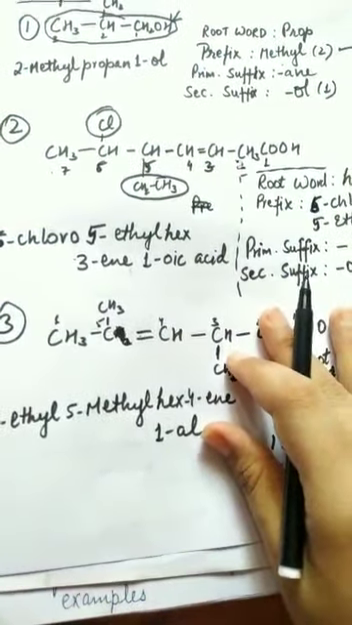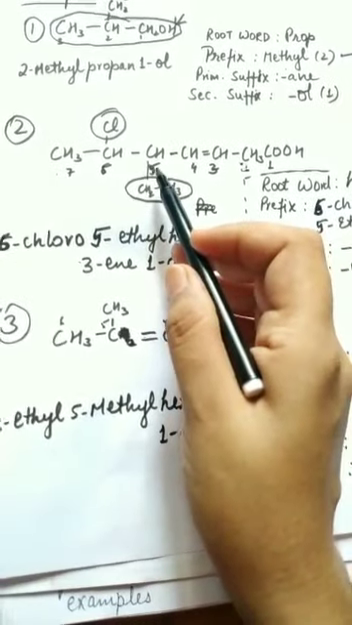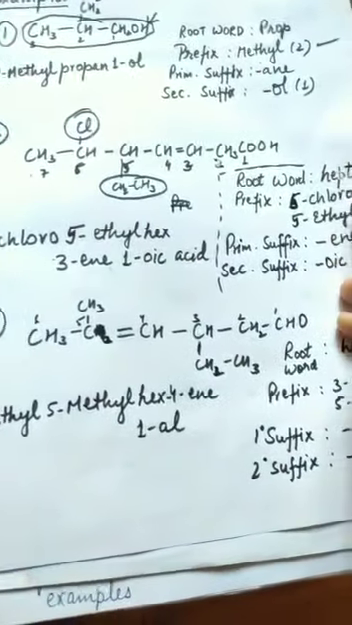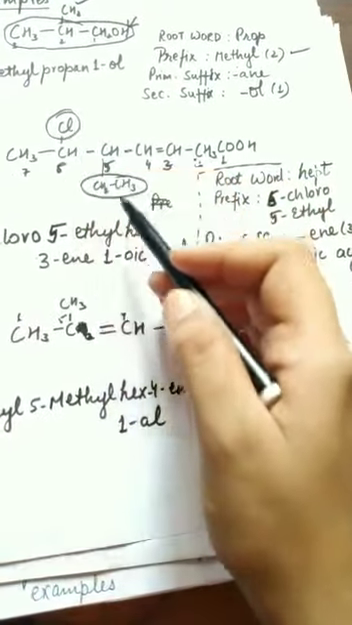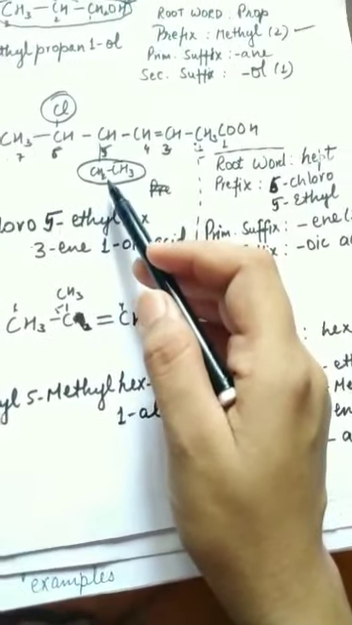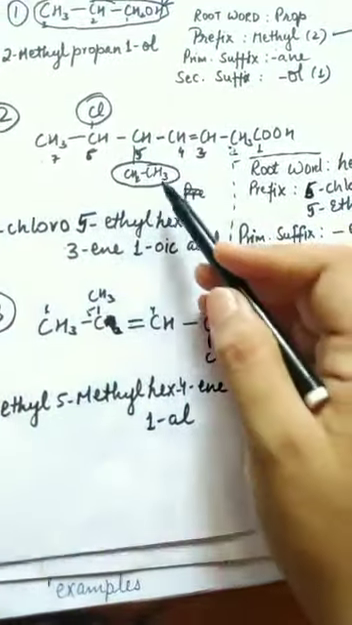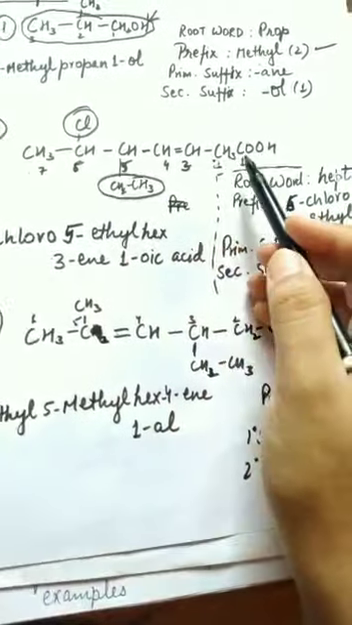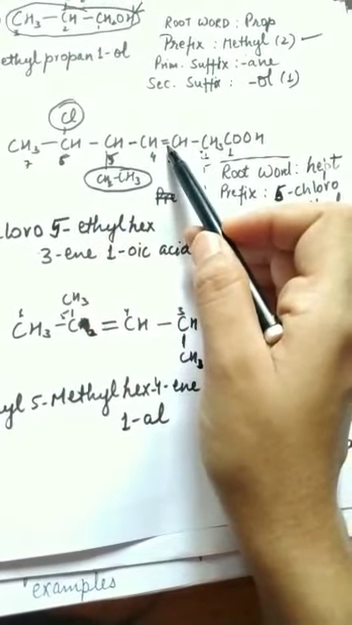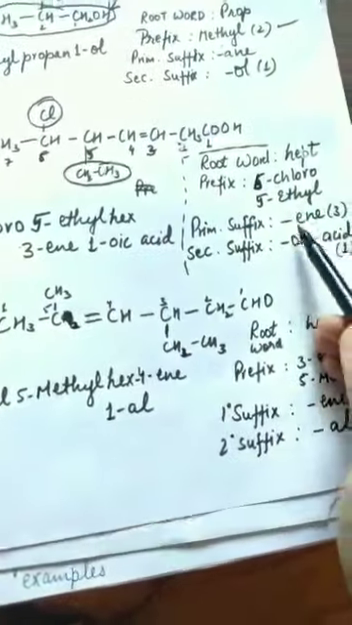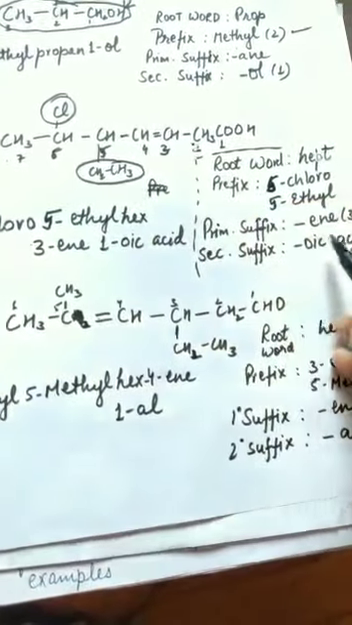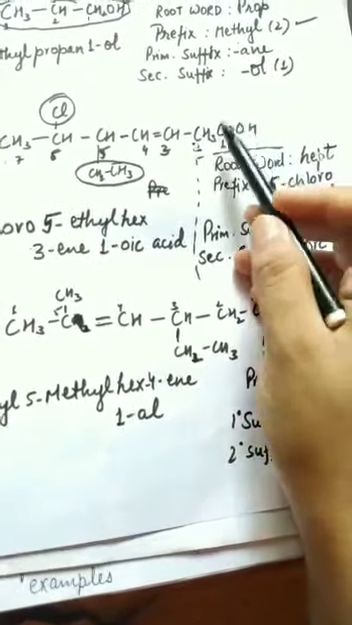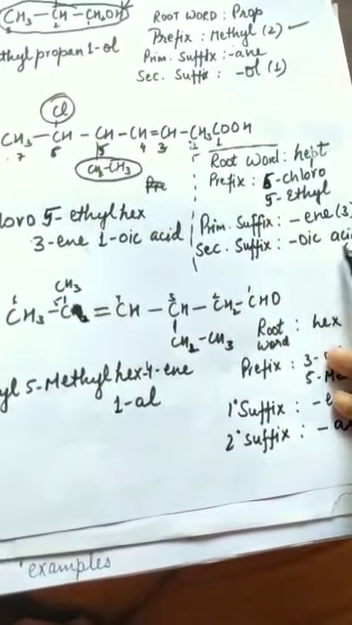Now it is attached to 5th carbon. So, and it is attached to 6th carbon. So 6-chloro, this is Cl, so we will write chloro, and this is 2 carbon, that is ethyl, we will write ethyl. So 6-chloro and 5-ethyl, right? Now primary suffix, that is the carbon bonds, you have one double bond. So double bond is there, we will write ene. So ene, it is at the position 3rd, 3-ene, and secondary suffix is the functional group. This is COOH, that is oic acid. So at first position oic acid.